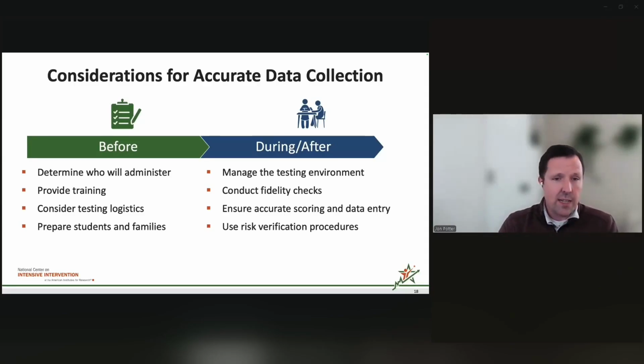And then I'm going to talk about last this idea of risk verification procedures. So we're collecting our screening data. What are some ways that we can make sure that our screening data is accurate and telling us what we really need to know for our students? All right.